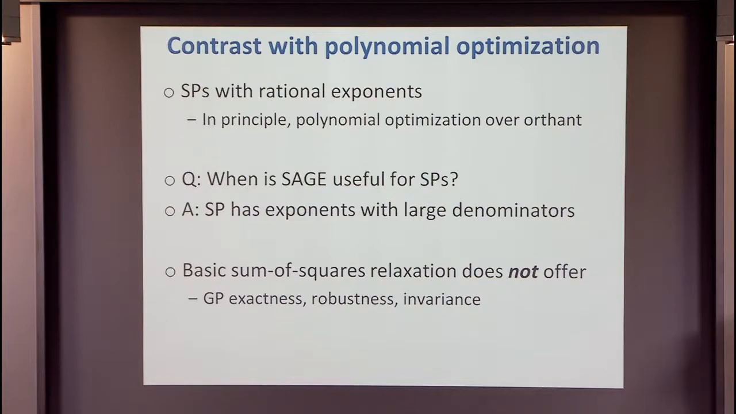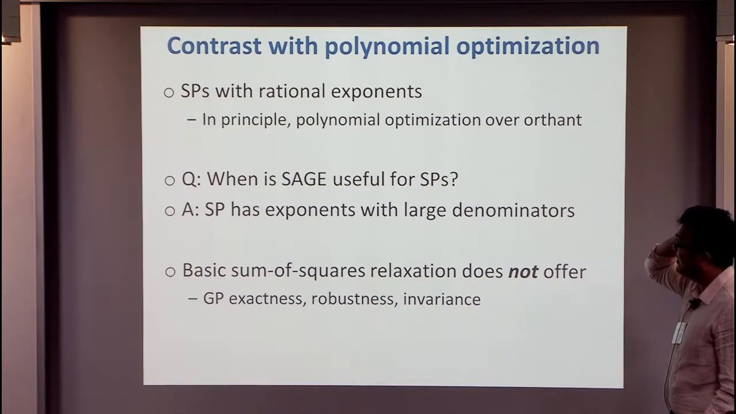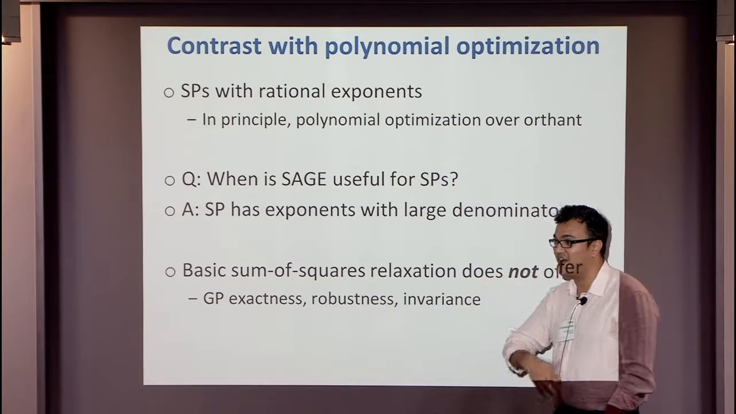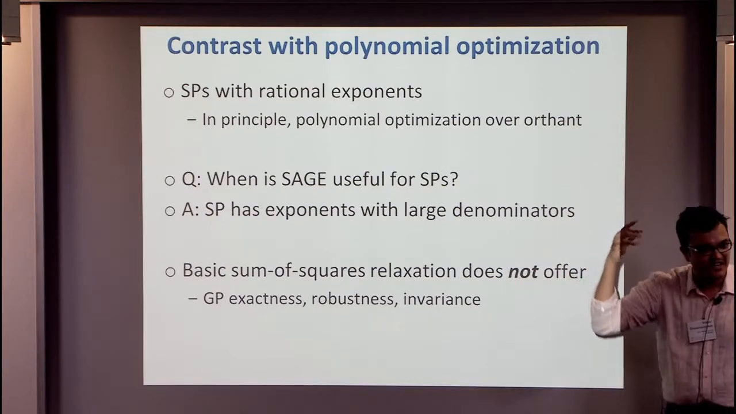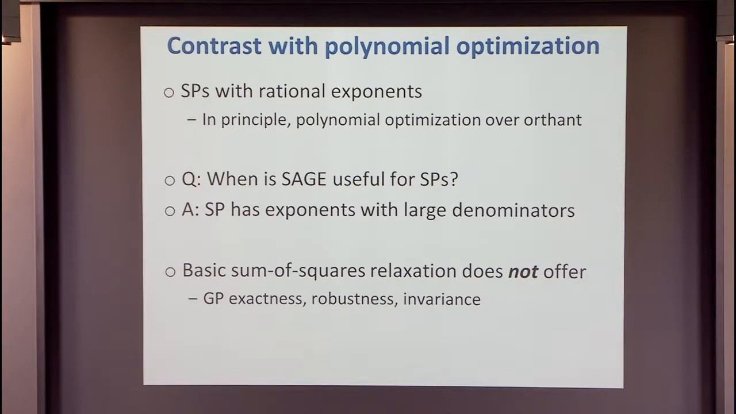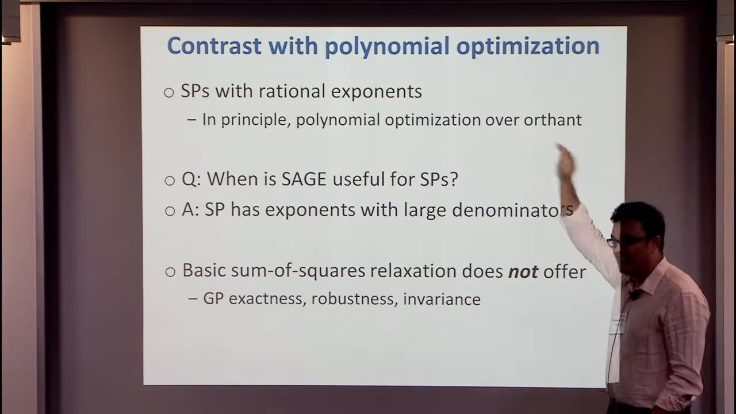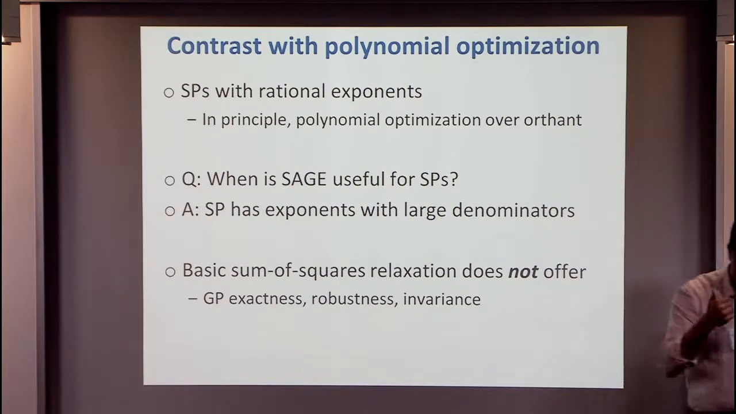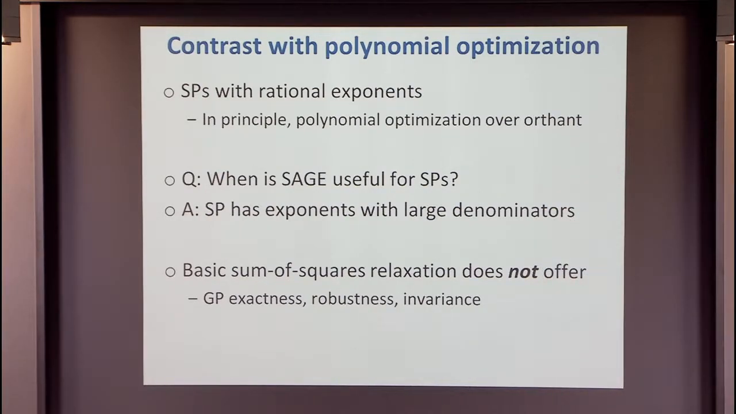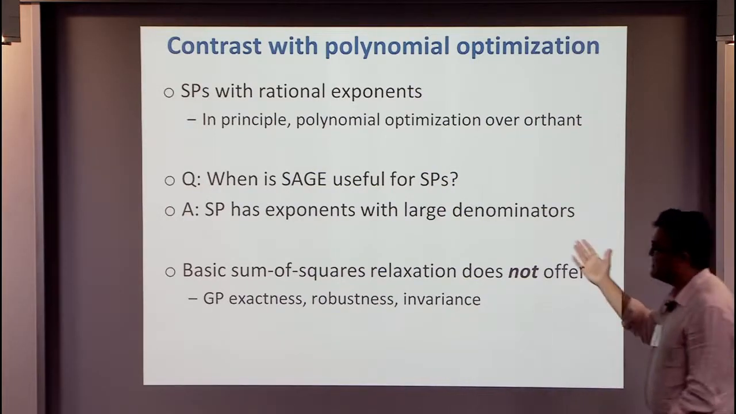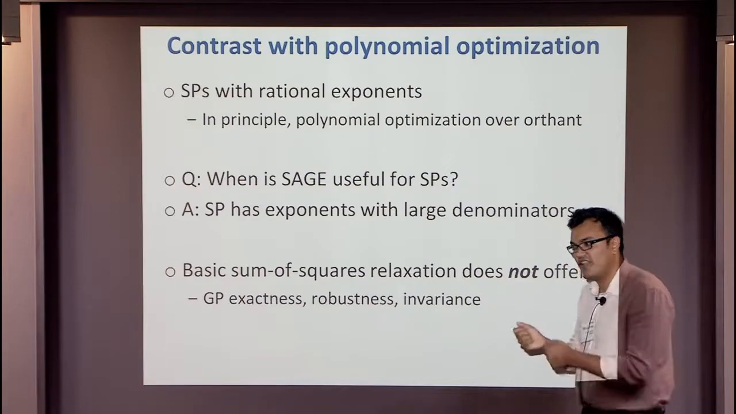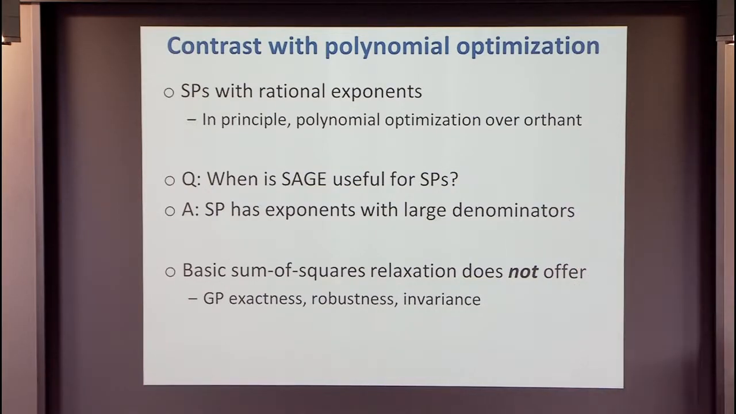When might SAGE decompositions be useful? If your SP has exponents with large denominators, so clearing denominators potentially leads to very, very large degree polynomials in your resulting polynomial optimization problem. And so if you have SPs even with rational exponents, while they may be transformable to polynomial optimization problems in principle, the SAGE methodology is still useful because you care about different things. You care about robustness with respect to different kinds of perturbations and so forth.